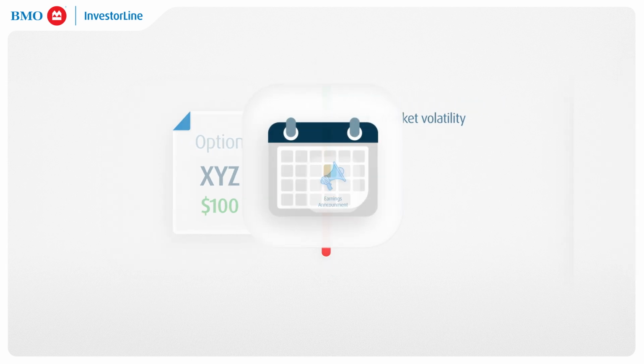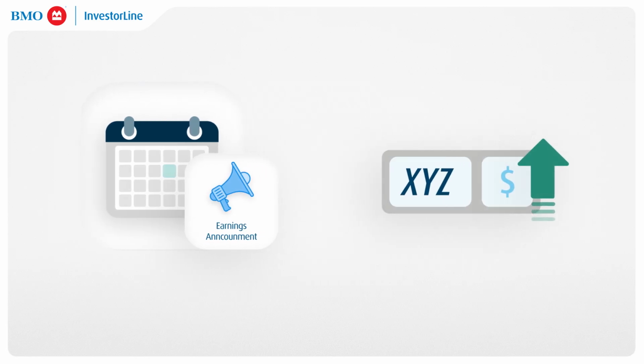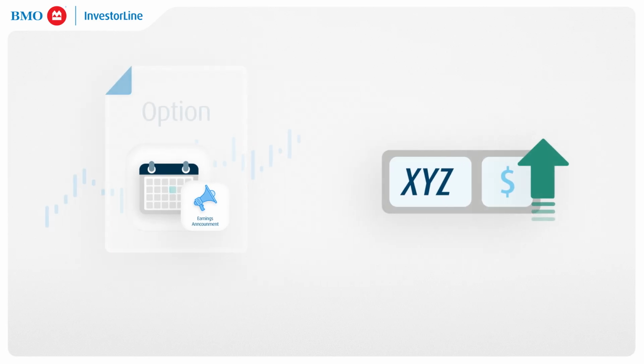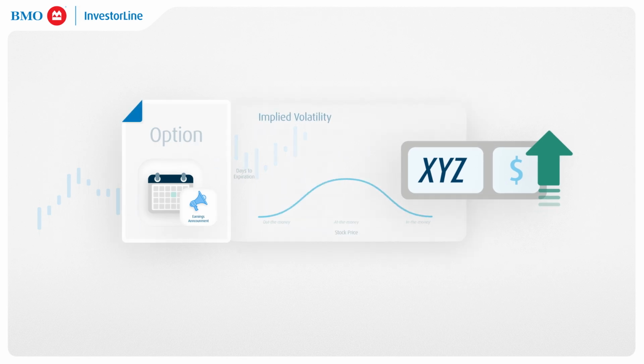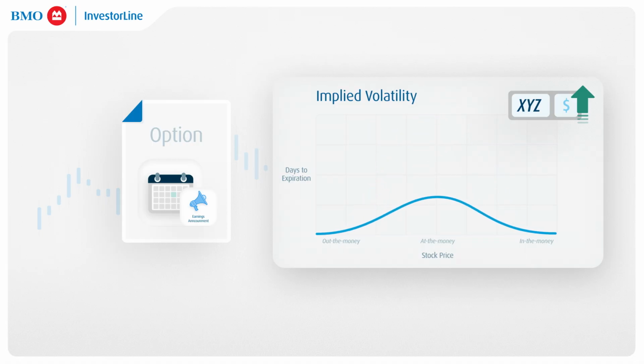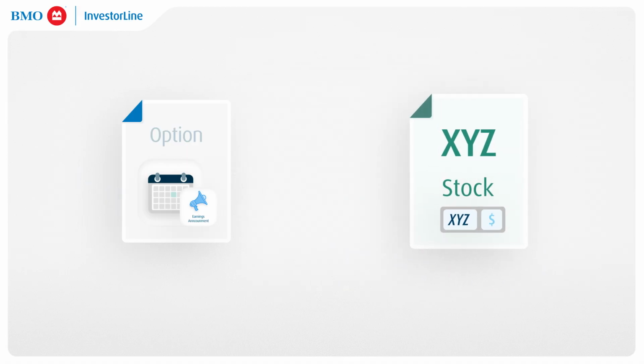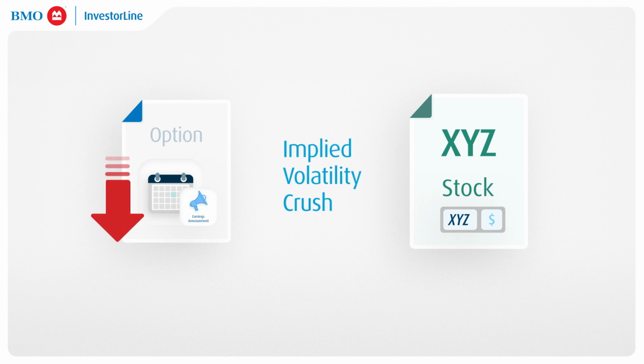Events such as earnings announcements often result in large moves in the underlying stock. As a result, options that include an earnings announcement within the lifetime of the contract typically have higher implied volatility. After the earnings announcement, implied volatility tends to decline rapidly. This means that even if the underlying stock does not move after the earnings release, the option is still expected to decline in value due to an implied volatility crush.